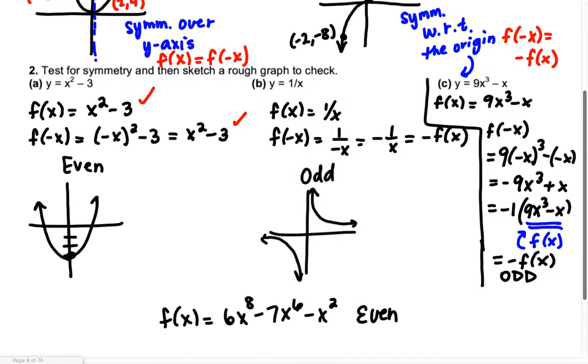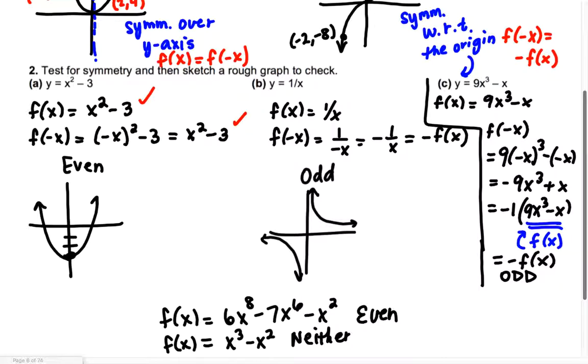Think about it. When I plug in a negative number, it's to the 8th, it's to the 6th, it's to the 2nd. All of those are going to become the same number. So I could say even. Yeah, if it was like x cubed minus x squared, would it be neither? That would be neither, right? Because it has both a combination of even and odd.